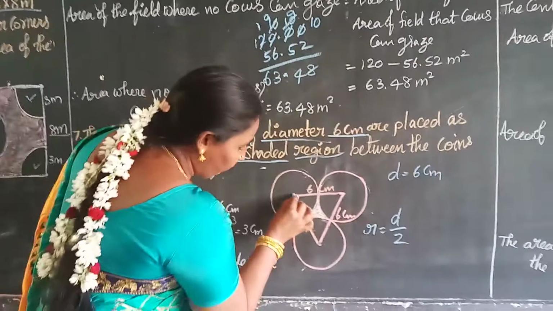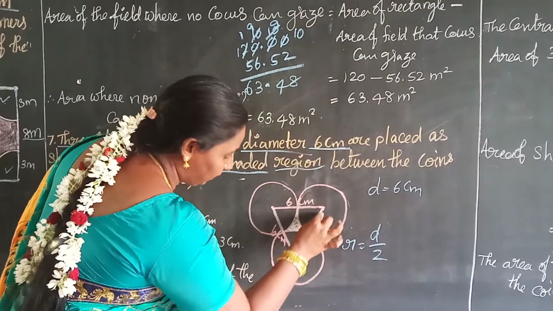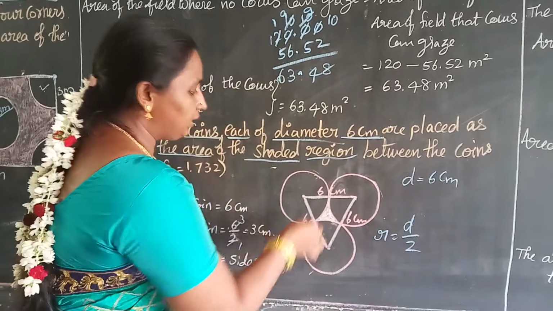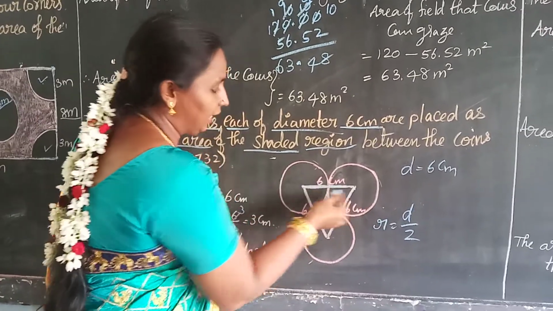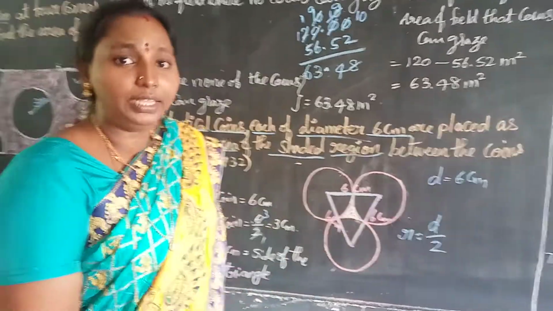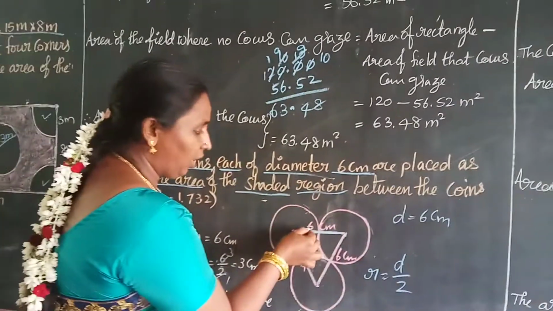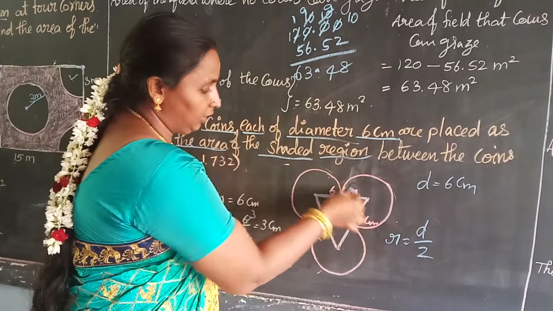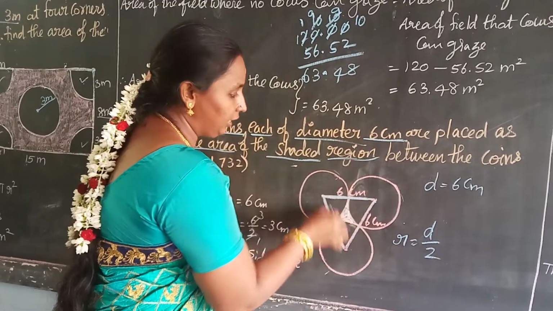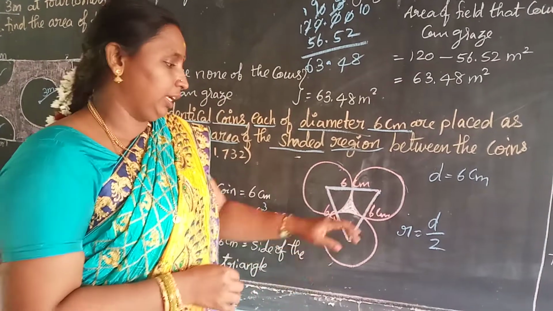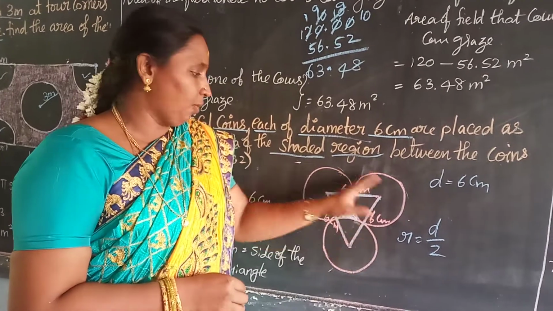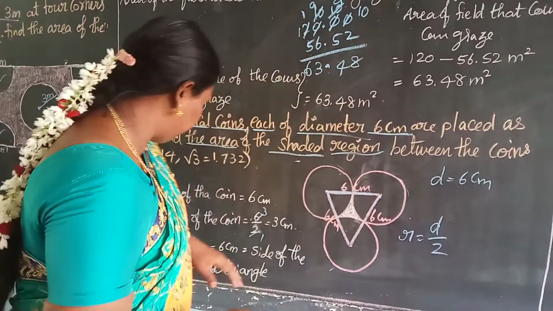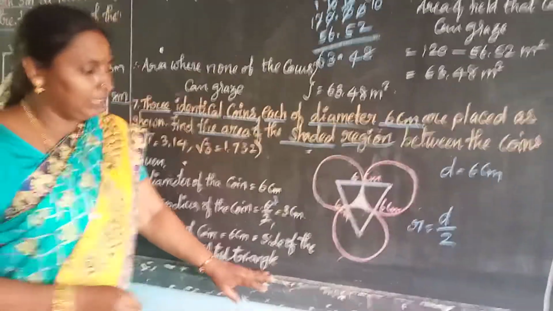Now, joining the centers of these coins, you can get a triangle. This side of the triangle is nothing but the diameter of the coin. The diameter of the coin is 6 centimeter, so that side also will become 6 centimeter. Like this, all the sides are equal to 6 centimeter. Then what type of triangle is this? If three sides are equal, then we call it an equilateral triangle. So write equilateral triangle.